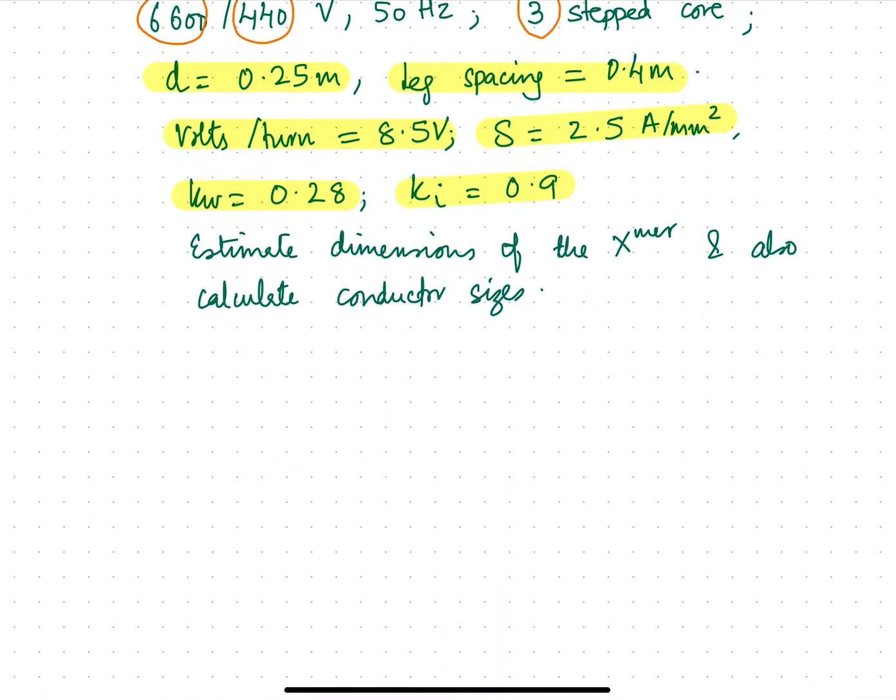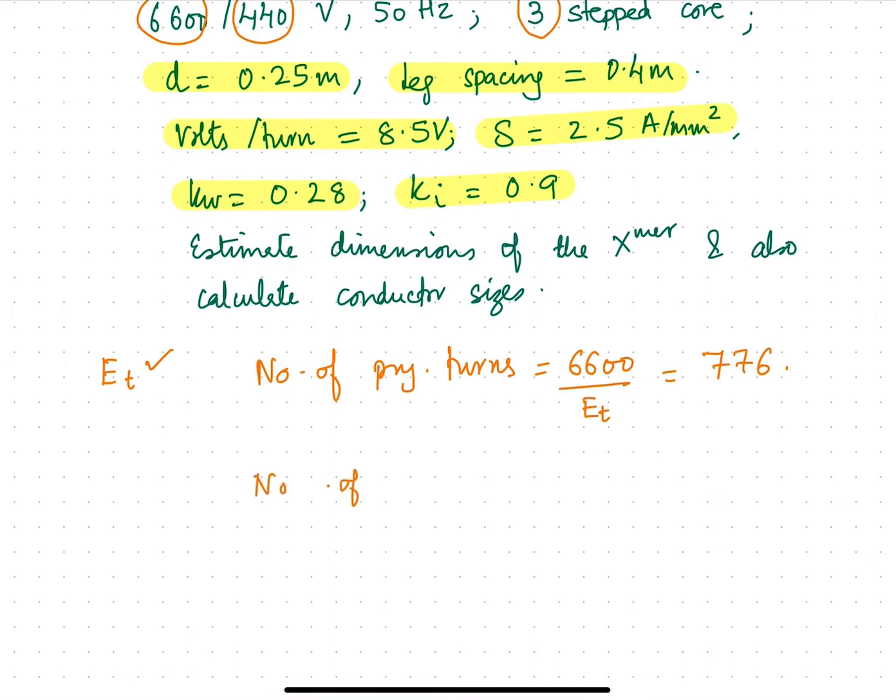And we also know that we have this ratio ET, which is the volts per turn. This is given to us. So number of primary turns can be calculated straight away, is equal to 6600 over ET, which is 8.5 volts. So this number of primary turns is 776 for us.